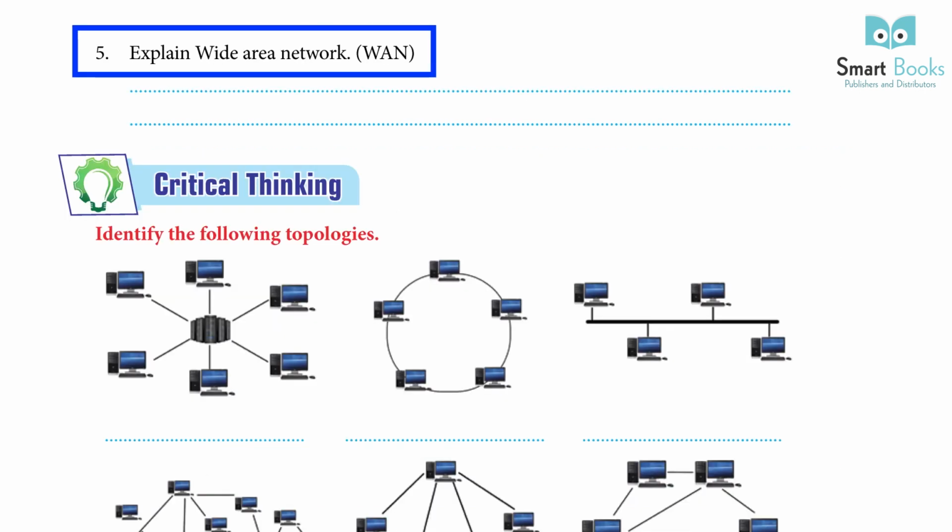5. Explain wide area network, WAN. Answer: wide area network. A wide area network occupies a very large area, such as an entire country or the entire world. It consists of many smaller networks, such as LANs or MANs. The primary characteristic of WAN is that data transfer requires a public telecommunication medium. A very common example of WAN is the internet, wherein millions of computers are interconnected with each other.